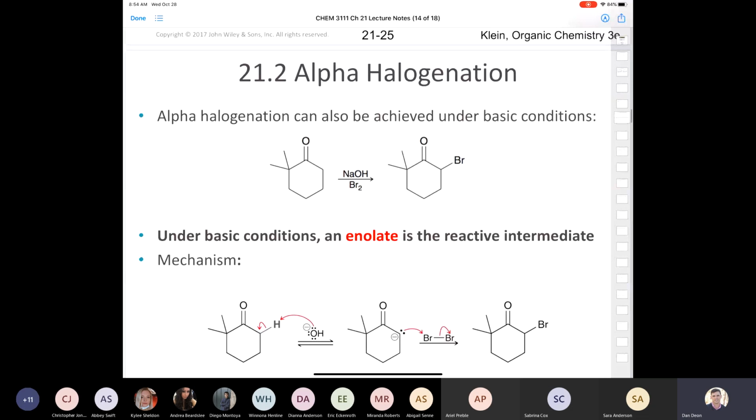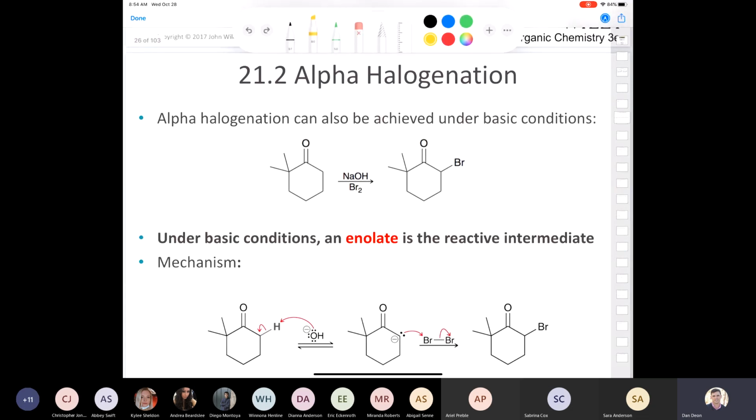Let's see here, alpha halogenation. Can we do alpha halogenation under basic conditions? Well, come on, it's organic chemistry. Of course we can, right? And this mechanism proceeds exactly how you probably imagine it, right? First, you do deprotonation at the alpha carbon. In this case, we have 2,2-dimethyl cyclohexanone. So we have acidic protons here. You're going to rip one of those off with your base, and it's going to act as a nucleophile. That's it. Nothing more than that.